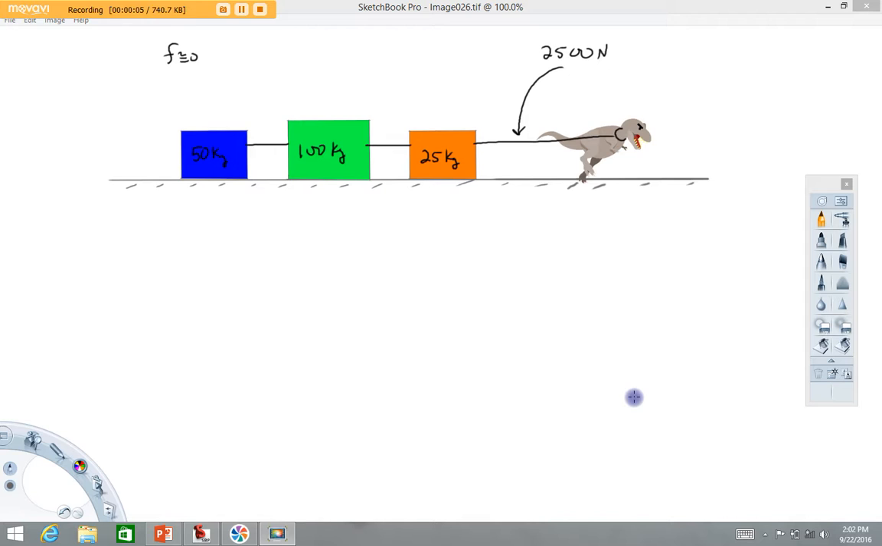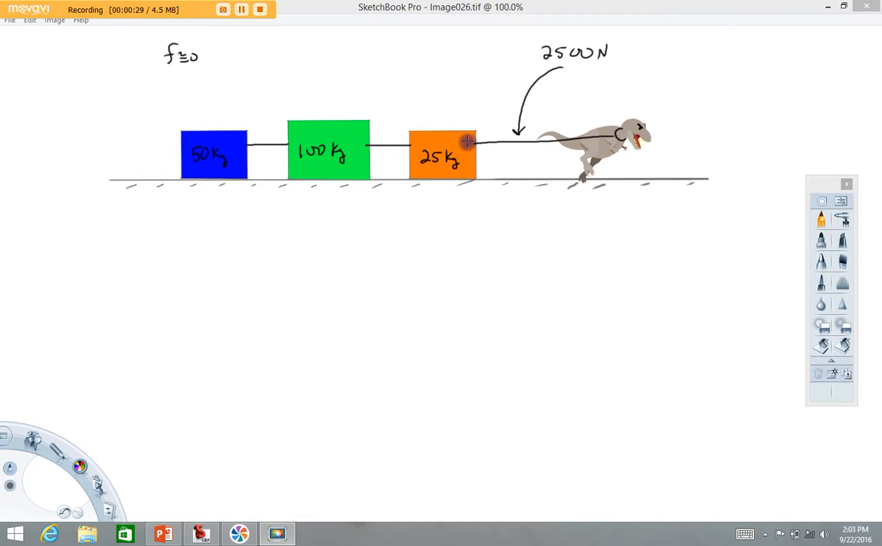I'm making this video to demonstrate how to use Newton's second law to analyze a system that has multiple parts. So let me talk about what we're looking at here. From the movie Jurassic Park, somebody has trained this T-Rex to do work for them, and what they've done is hook some sort of collar to it, and this T-Rex is going to pull this system that we have sitting in front of us.